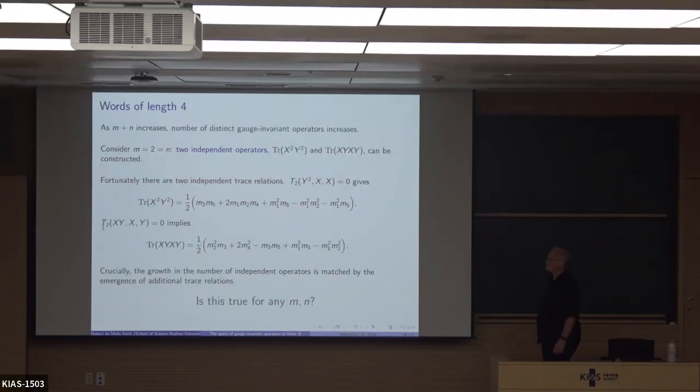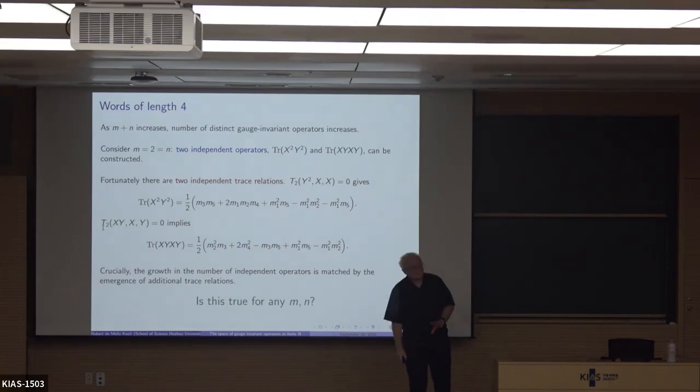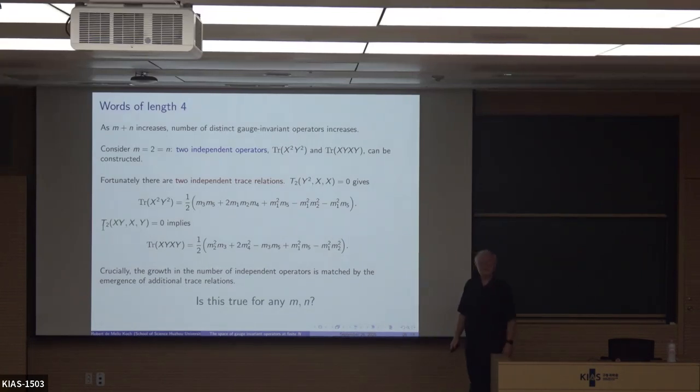Now let's go to 4 matrices inside the trace. So here something new happens. And it happens when you say, let's build it out of 2 x's and 2 y's. And it's because there's 2 distinct gauge invariant operators that you can construct. You can get the trace of x squared, y squared, or the trace of xy, xy. So now there's 2 different gauge invariant operators. Fortunately for us, there's 2 independent trace relations.